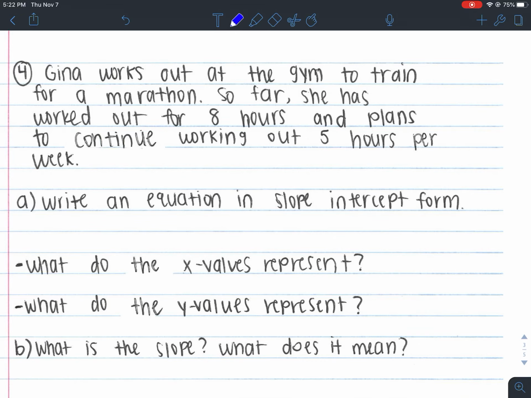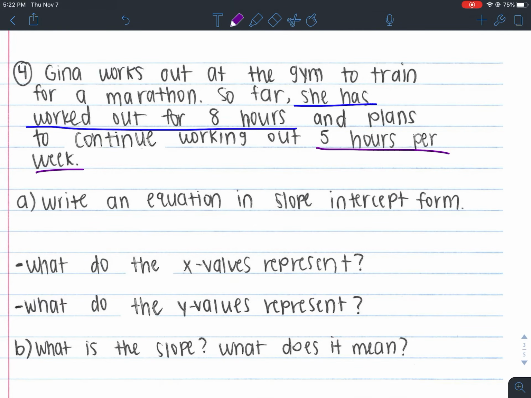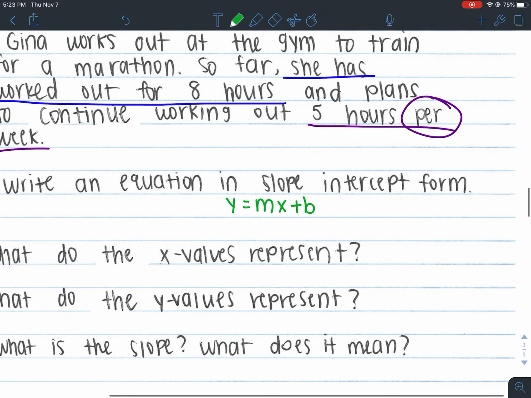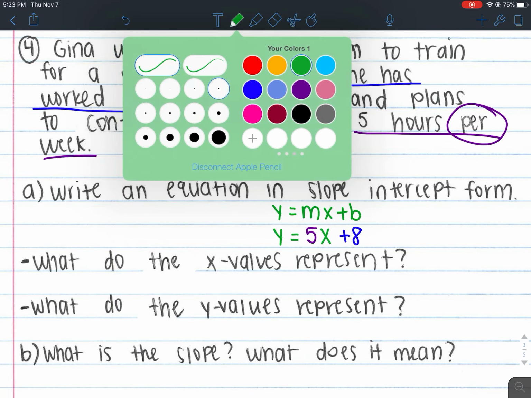Well, I know that she has already worked out for 8 hours. So she has worked out for 8 hours. We know that she's already done this. Okay, so she started with that. And then she's working out 5 hours per week. Well, per indicates to me that this is probably the slope. Now, I know it's y equals mx plus b. So let's go ahead and fill in our information. Y equals, well, our slope here would be 5 because she's going 5 hours per week. And then our y-intercept would be positive 8 because she's already started with 8 hours and then she's going 5 hours every week.